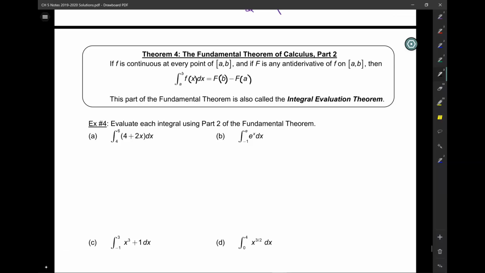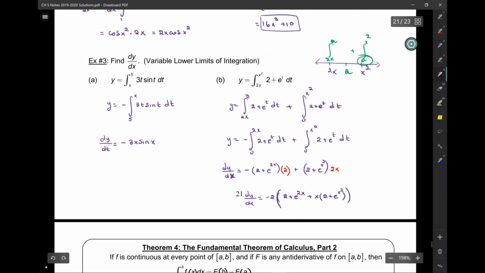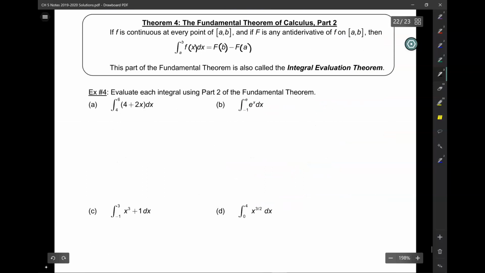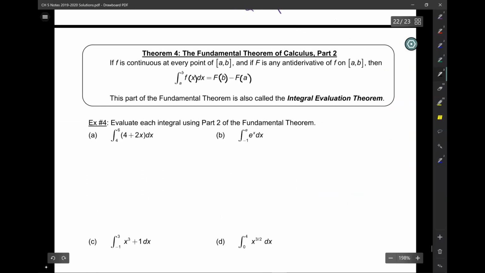You didn't know this, but you were doing this yesterday in your homework, and you never knew it was called the fundamental theorem of calculus part 2. Okay? So it's pretty much the same thing. It has a similar setup to what we did in that very last problem, part B. This is also called the integral evaluation theorem.